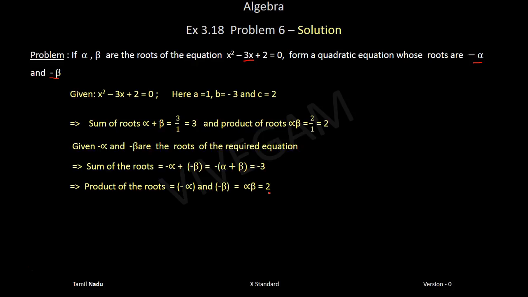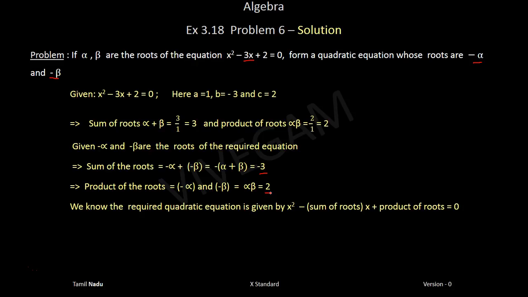So for the required equation, now we have the value of the sum of the roots and the value of the product of the roots. Okay, so what's the required equation? It is x squared minus sum of the roots into x plus product of the roots equal to 0. So the sum of the roots, we know that it is minus 3, and the product of the roots is equal to 2. So all we need to do is substitute those values and simplify. So this will become x squared plus 3x plus 2 equal to 0.